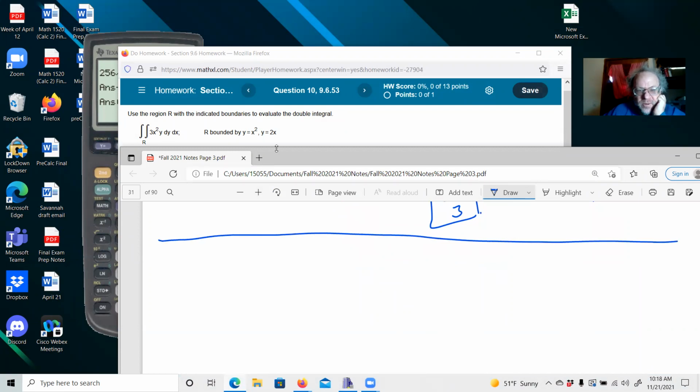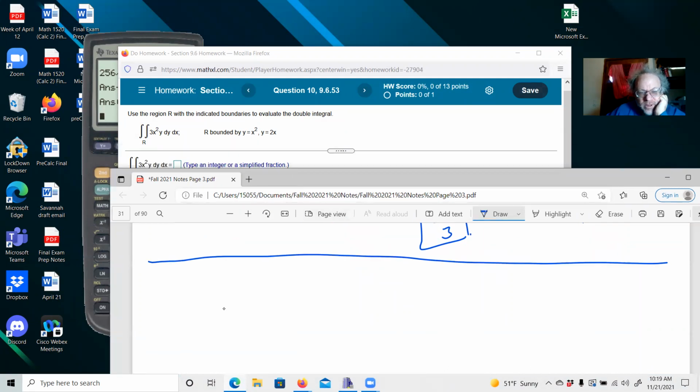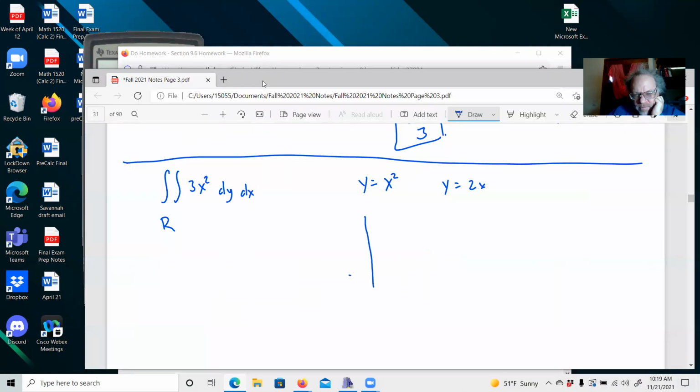Use the region R with the implicated boundaries to evaluate the double integral. So we have dy dx, we have R, and then we have bounded by y is equal to x squared and y is equal to 2x. Let's draw a little picture. Here's y is equal to 2x. Just looking at y equals 2x, when x equals 2, y is equal to 4.